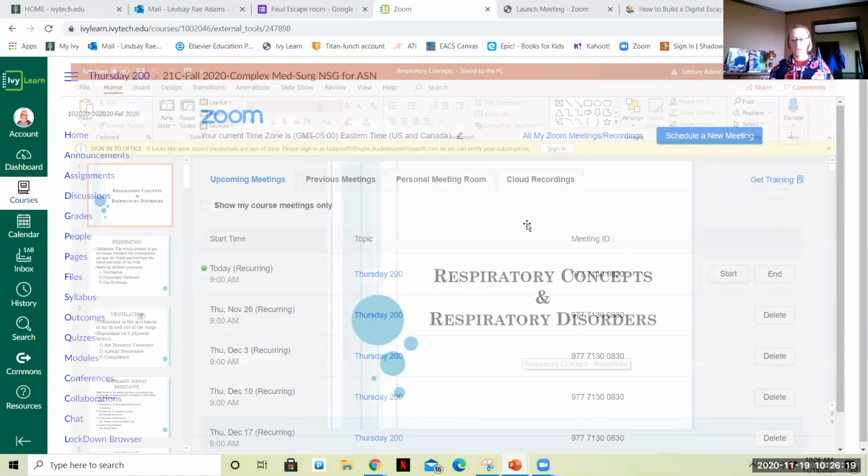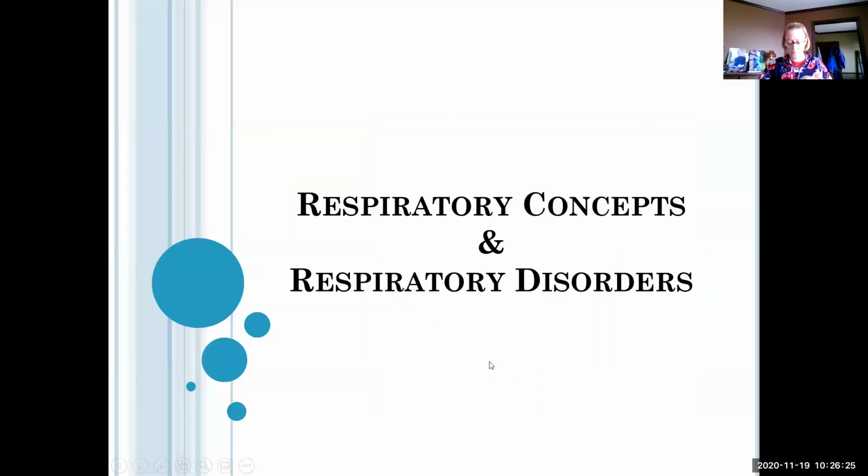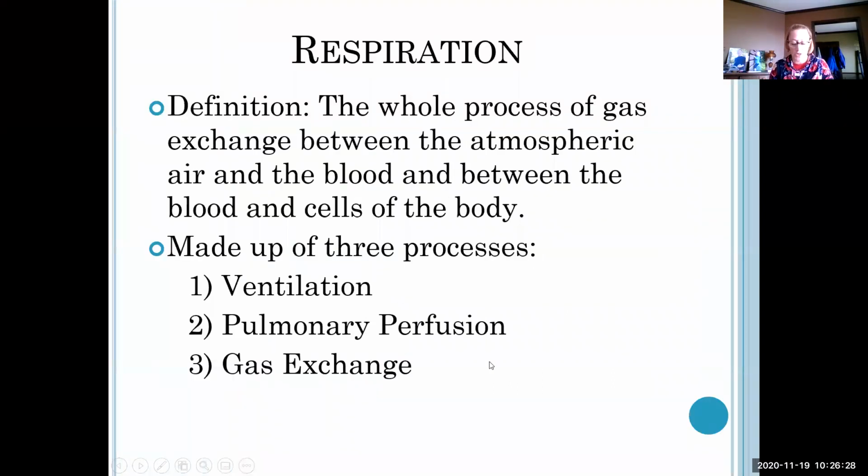Respiratory concepts and disorders. All right, so respiration and ventilation. We know that ventilation and gas exchange, all that is part of respiration. Respiration is the whole process of gas exchange between the atmospheric air and the blood and between the blood and cells of the body. It's made up of three processes: ventilation, perfusion, and gas exchange.